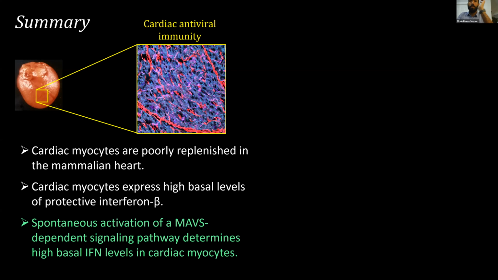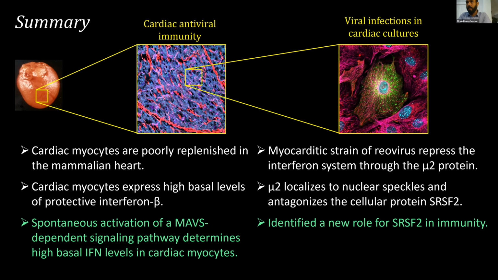So I'm going to summarize here from two sides. The first one being the host, our cells, and that being that those cardiac muscle cells are poorly replenished in our heart. Again, those cells that you have right now are the ones that you had as a kid, and they protect themselves against pathogens by producing interferon beta pre-infection. The alarm system is ready to go, and they're ready to fight. And we identified how this is happening at the molecular level. But the system is not perfect, and viruses have found ways to counteract that.